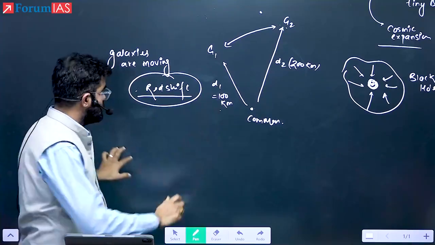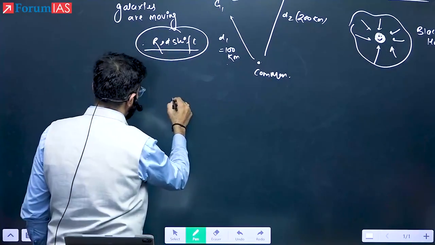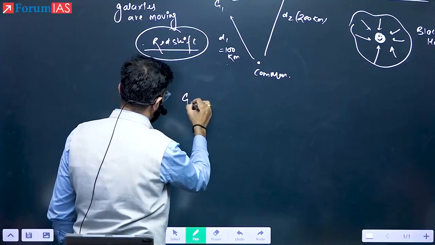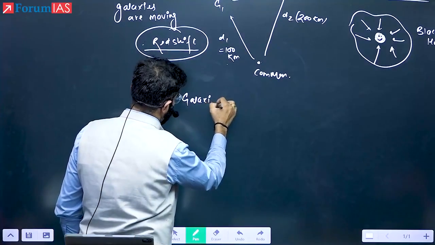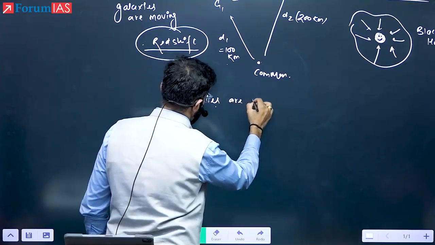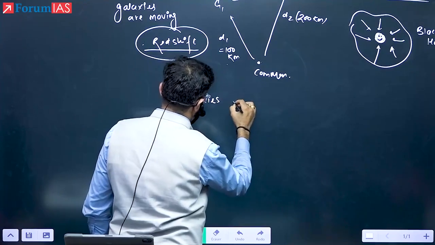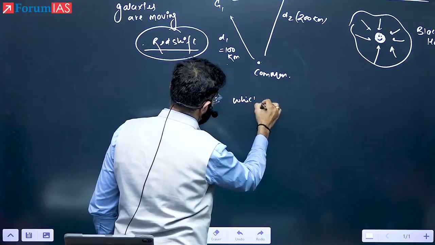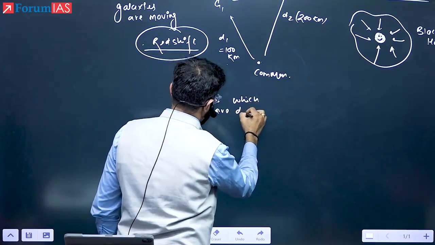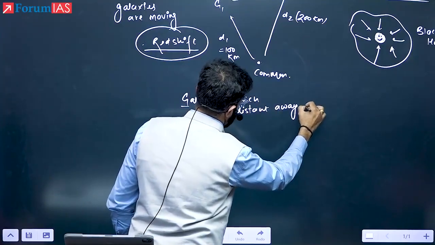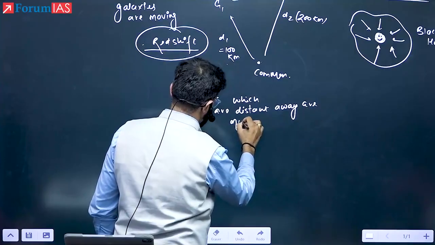Yes or no? Yes. So please remember, in this redshift, please write this down: the galaxies which are distant away are moving faster.